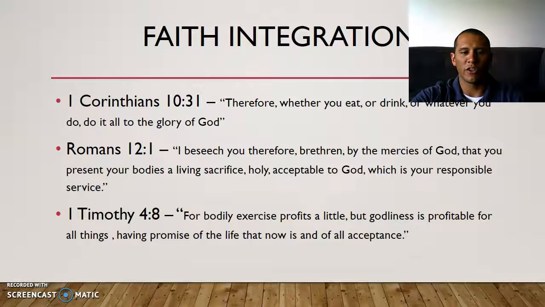All right, and faith integration, here are a few verses. 1 Corinthians 10:31, therefore, whether you eat or drink, whatever you do, do it all to the glory of God. Romans 12:1, I beseech you, therefore, brethren, by the mercies of God, that you present your bodies as a living sacrifice, holy, acceptable to God, which is your reasonable service. And probably my favorite is 1 Timothy 4:8, for bodily exercise profits a little, but godliness is profitable for all things, having promise of the life that now is, and of that which is to come.